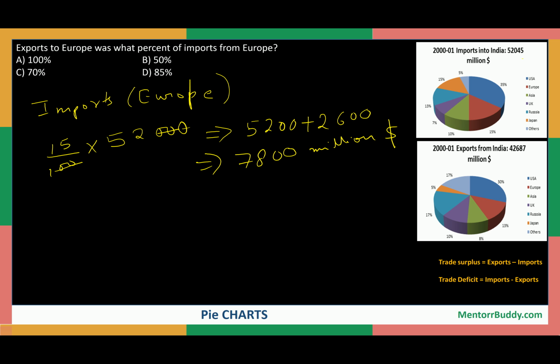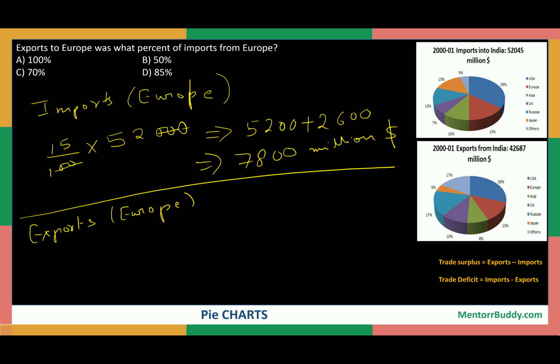Right? Now we will see what will be the amount for export. Exports of Europe only. So export to Europe is how much percent? It is given as 13% of the total. So similarly we'll calculate 13% of the total, that is 13 upon 100 multiplied by total value, which is 4267687.